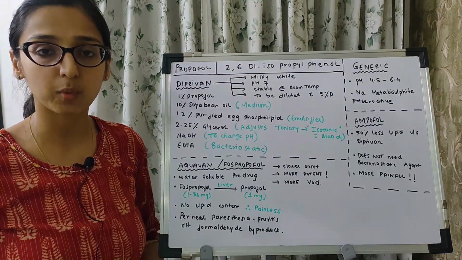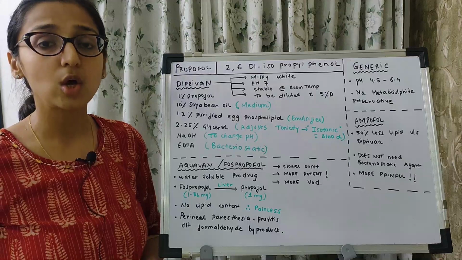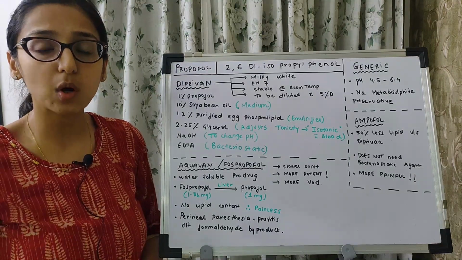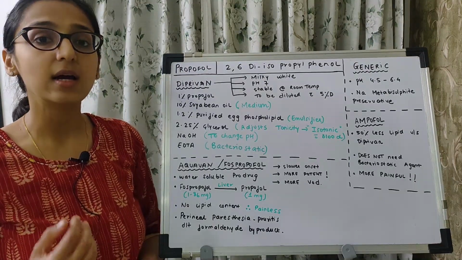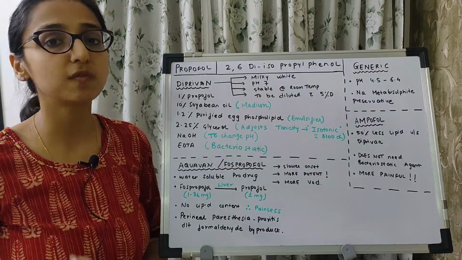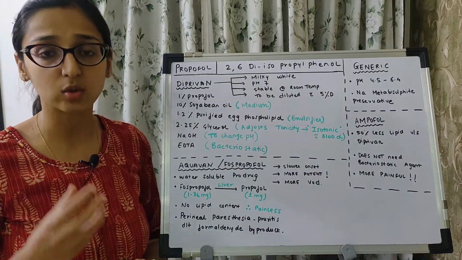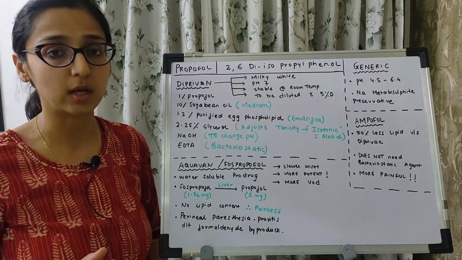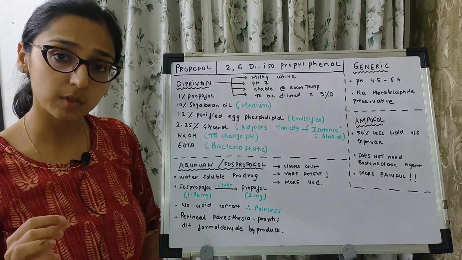Let's also understand Aquavan or fospropofol, which is a newer drug. It is a pro-drug of propofol. Propofol is lipid soluble. So to overcome the issues of this lipid content, they have come up with a new drug, fospropofol, which is known as Aquavan. This fospropofol is water soluble. So it is a water soluble pro-drug.